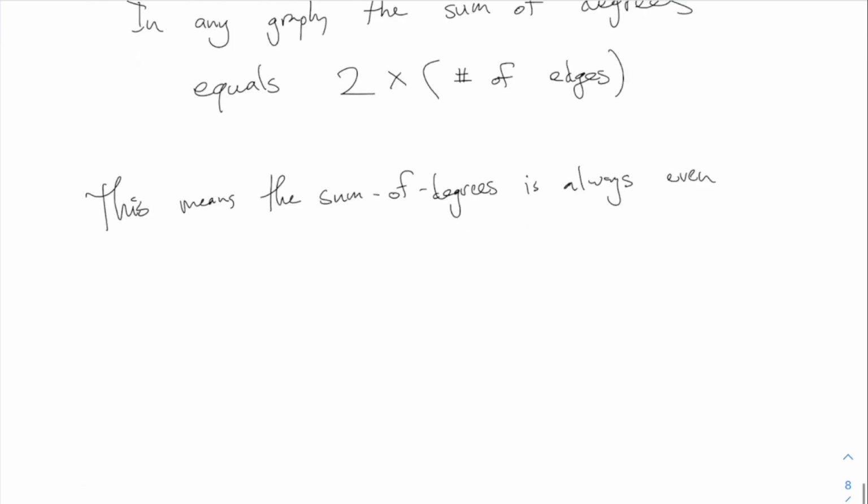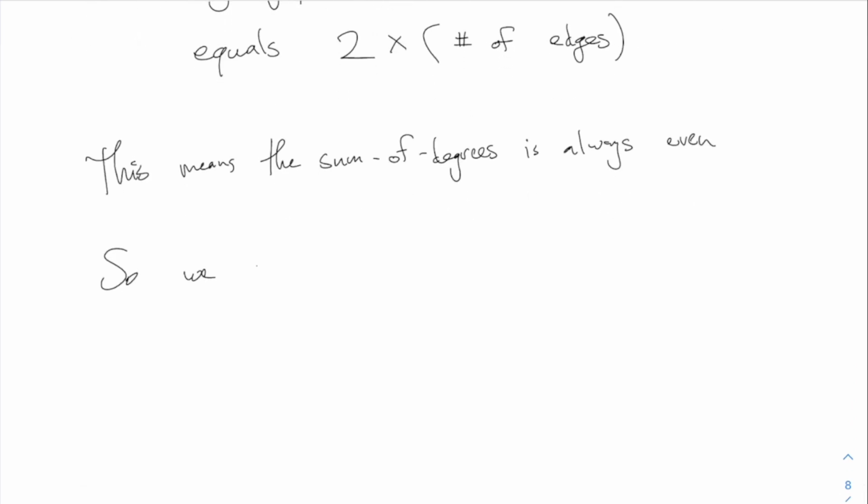So we can't have one odd and the rest even. Because in that case, if you were to add them all together, you would end up with an odd, and that is not allowed. The sum of the degrees must be even, all right?